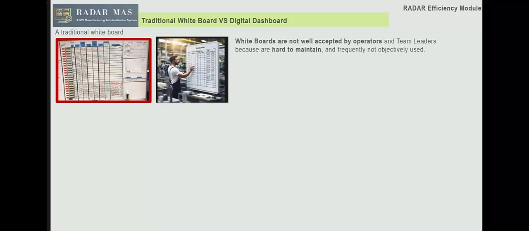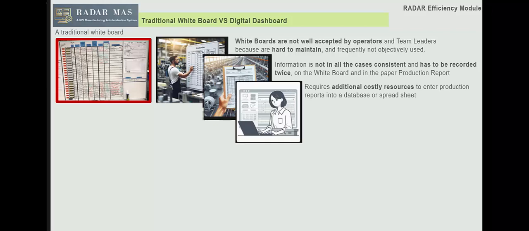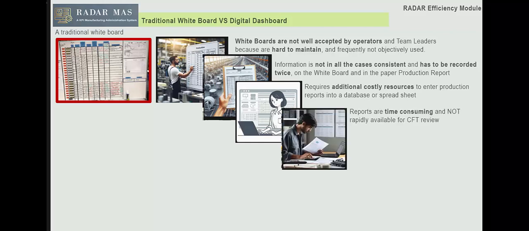Whiteboards are not well accepted by operators and team leaders because they are hard to maintain and frequently not objectively utilized by the cross-functional teams. The information is not in all cases consistent and has to be recorded twice, first on the whiteboard and secondly in the paper production report. After that, it requires additional costly resources to enter the production data into a database or spreadsheets. And after that, the reports have to be prepared, which is time consuming, and they are not rapidly available for the cross-functional teams' reviews.